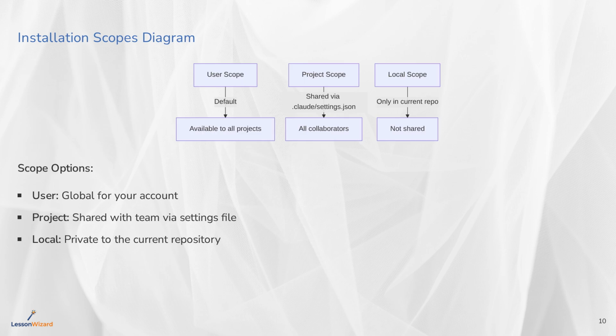Claude Code supports 3 installation scopes. User scope applies globally. Project scope propagates to teammates through a settings file, and local scope keeps the plugin confined to the current repository, giving you fine-grained control.